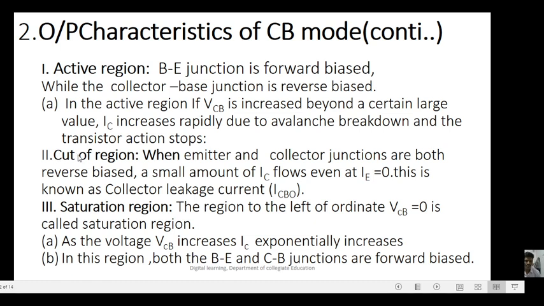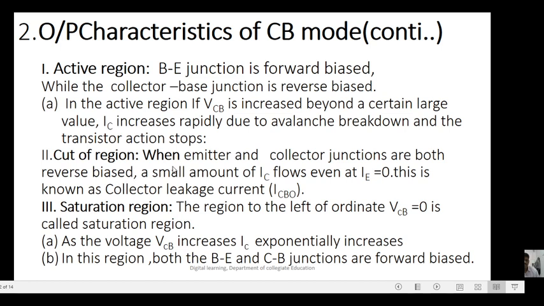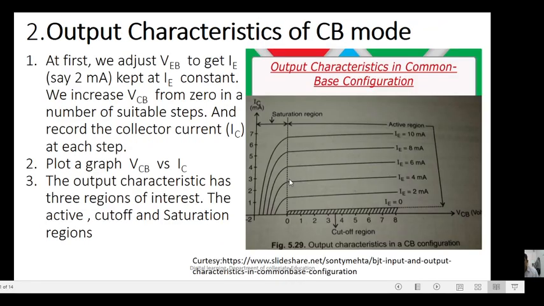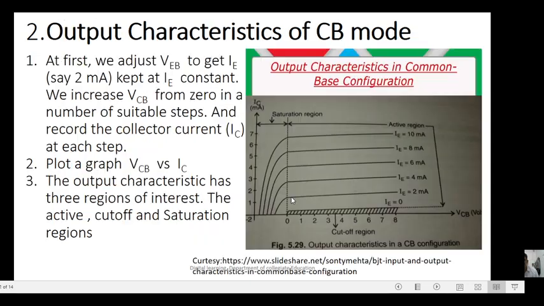In the second case, the cutoff region. This is known as the active region. In the cutoff region, when emitter and collector junctions are both reverse biased, a small amount of IC flows even at IE equal to 0. This is known as collector leakage current, ICBO. This is known as the cutoff region.